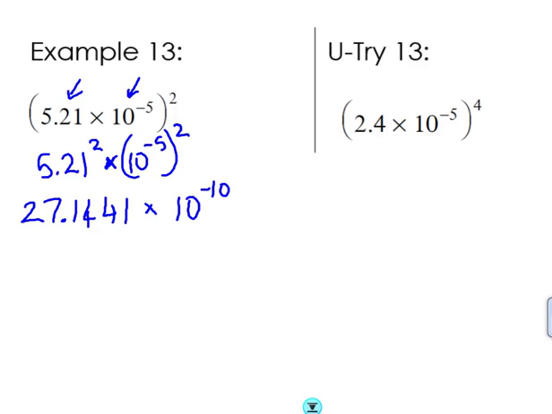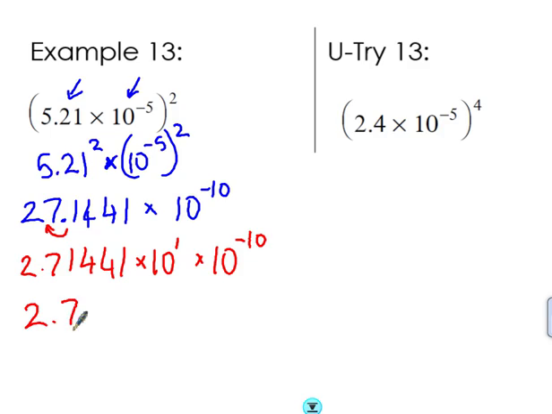And 27 is a big number. It's not in scientific notation, so I will move my decimal point once. It will become 2.71441 times 10 to the positive first power, because this was a big number. I still have my 10 to the -10 power. I will just add the exponent on those. 2.71441 times 10 to the -9th power. Please try next question on your own.